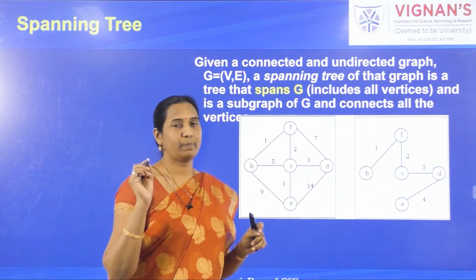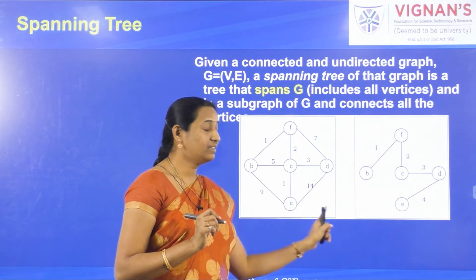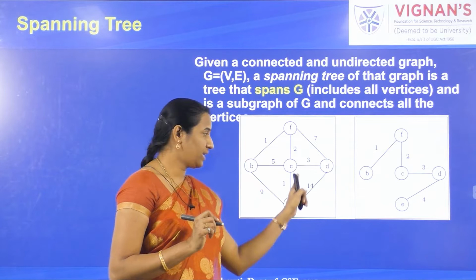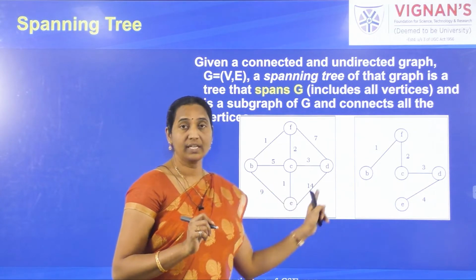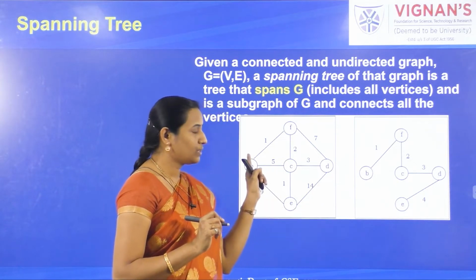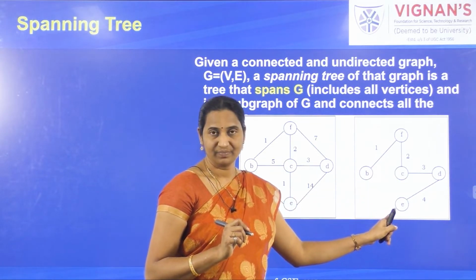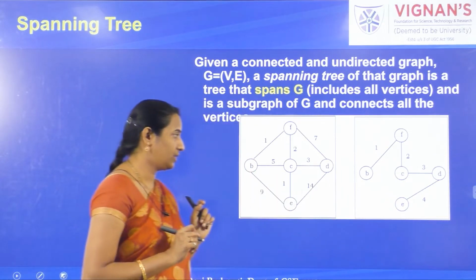So you can define a spanning tree as a subgraph of the given graph, which has all the vertices from the original graph and a subset of edges from the given graph, where you select those edges such that they connect all the vertices in the subgraph. So that's how you can define a spanning tree.